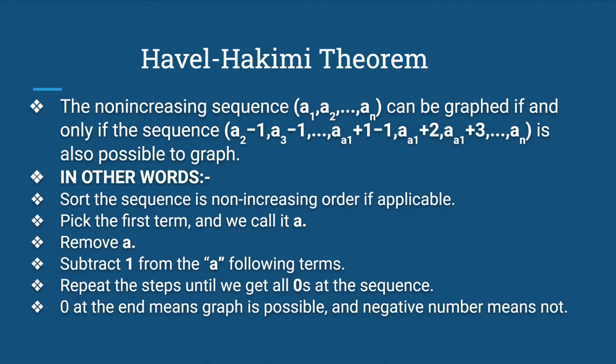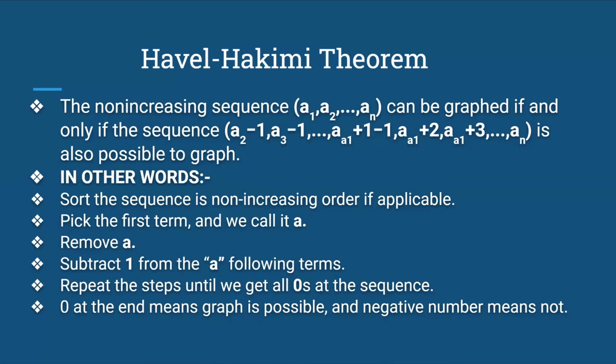So the theorem says that the non-increasing sequence A1, A2, all the way to AN, can be graphed if and only if the sequence A2 minus 1, A3 minus 1, up to AN is also possible to graph. So in other words, when we are given a sequence, the first thing we want to do is sort the sequence in decreasing order. If the first term is A1, we remove it and then subtract 1 from the following A1 terms. And we repeat these steps until we get all zeros in the sequence.